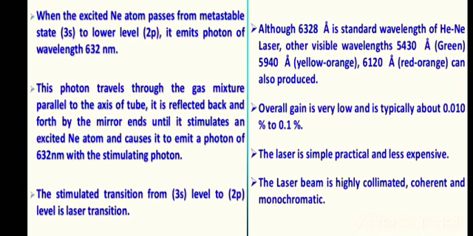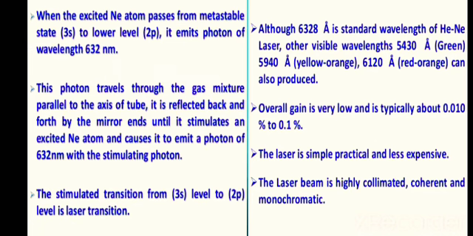When the excited neon atom passes from the metastable state, that is the 3s orbital, to the lower level 2p orbital, it emits a photon of wavelength 632 nanometers. This photon travels through the gaseous mixture parallel to the axis of the tube. It is reflected back and forth by the mirror ends until it stimulates an excited neon atom and causes it to emit a photon of 632 nanometers in phase with the stimulating photon. The stimulated transition from the 3s level to the 2p level is the laser transition.